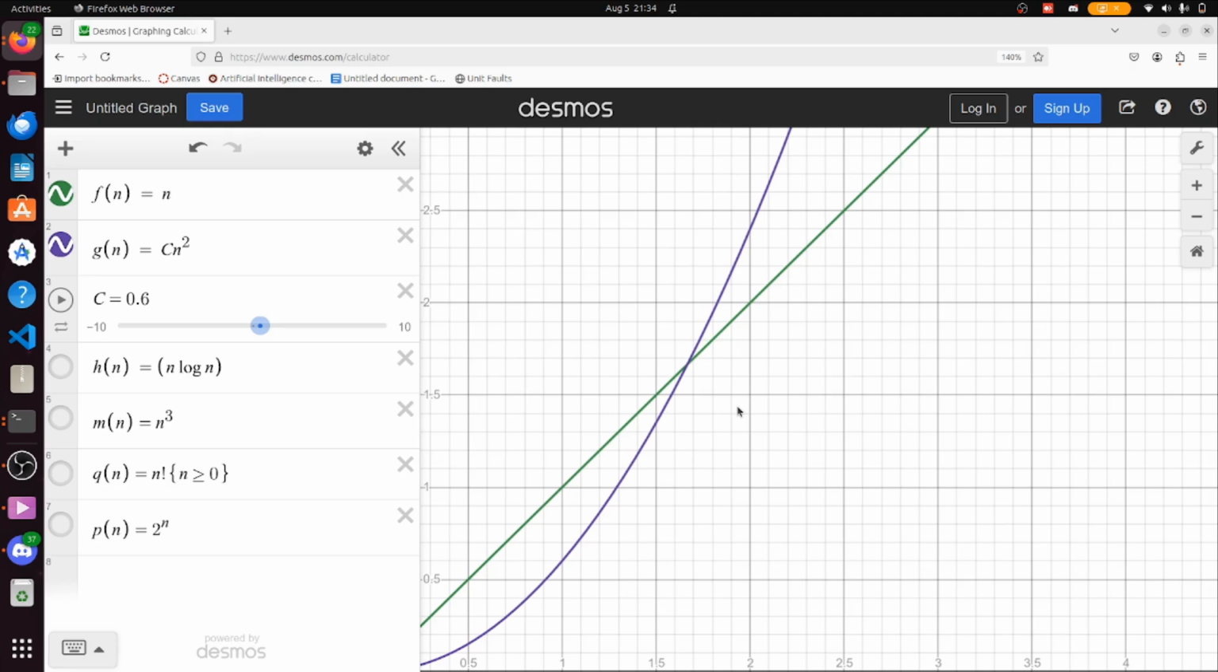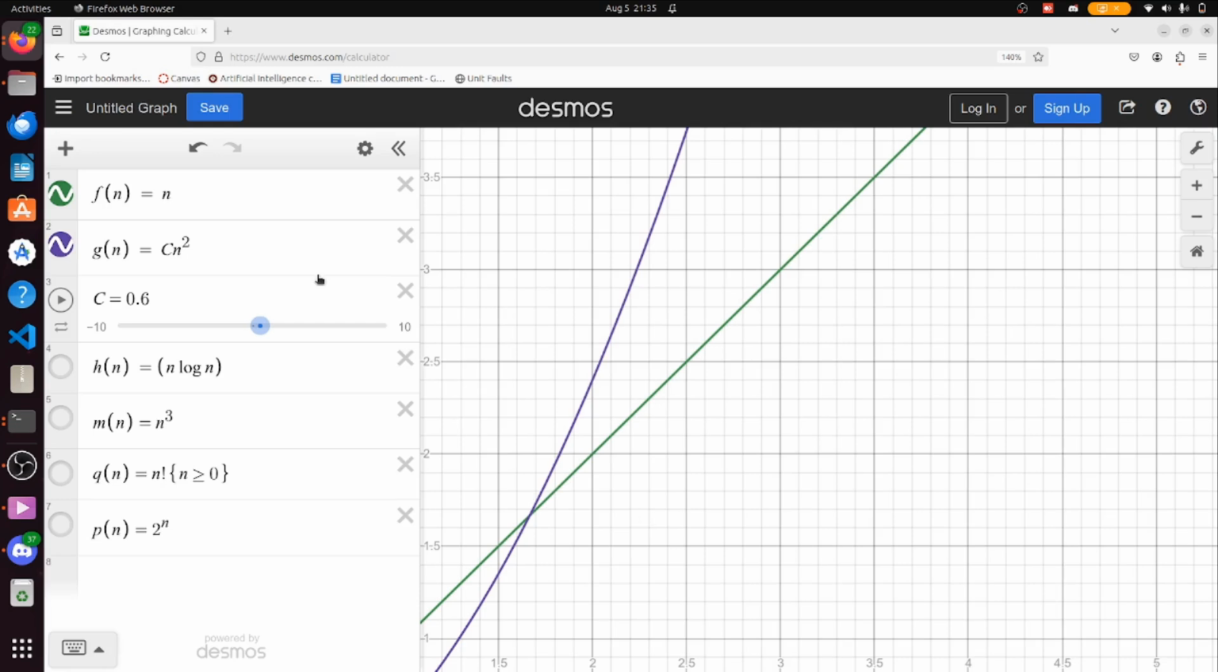By that same concept, g of n, n squared, is big omega of f of n, which is n. So you'll see the big omega symbol. It's just like the reverse concept. Past some point, n will always be less than n squared, and therefore n is what we call the lower bound. So big omega is associated with the lower bound, whereas big O is associated with the upper bound.